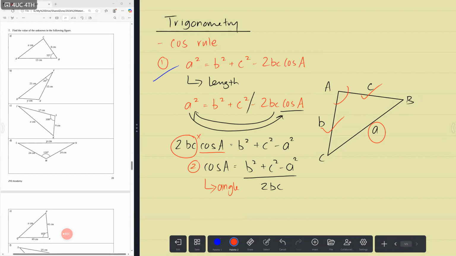Okay, so watch our next videos. I'm going to show you how to use the first and second version of cosine formula, and also I'm going to show you the shortcut on when to use this cosine formula just by identifying the details in the triangles.